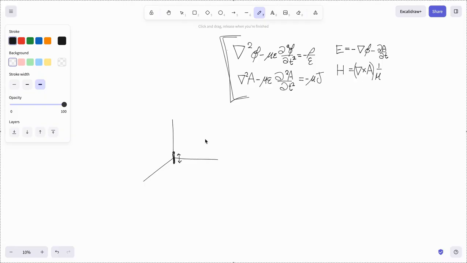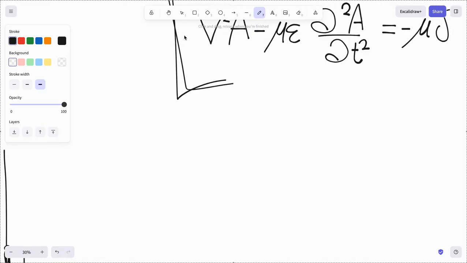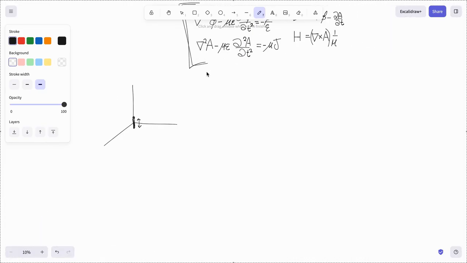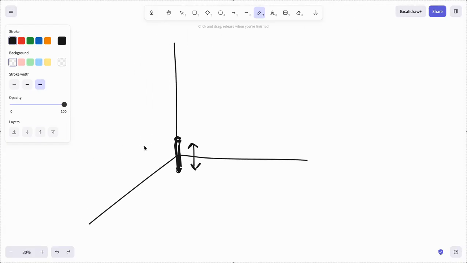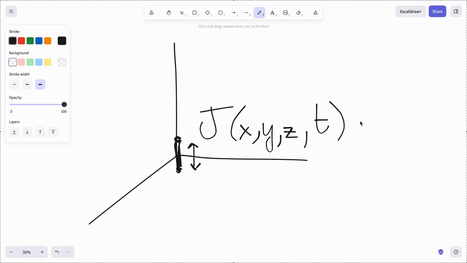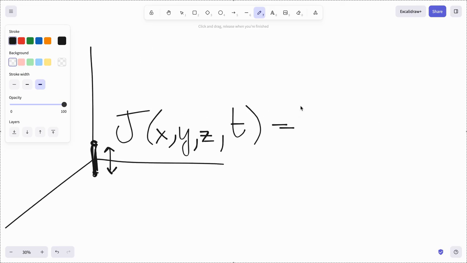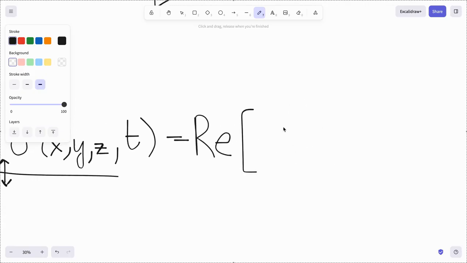Because this is a current, we're going to start with our second wave equation that involves the A potential field. First, let's describe our current. J of x, y, z, t is equal to, we will use phasor notation, and we're also going to use the Dirac delta function that we talked about in the previous video.